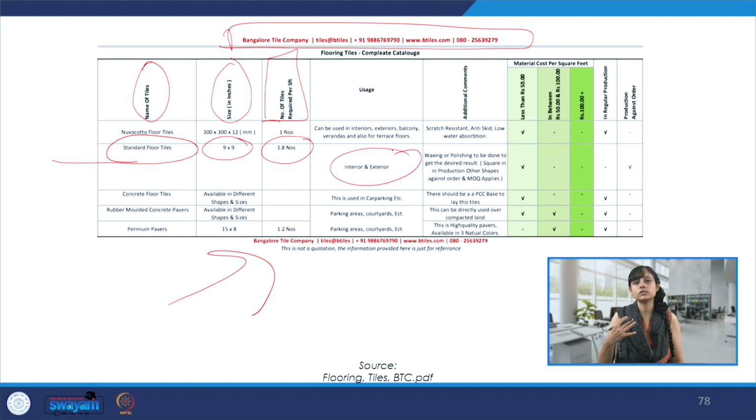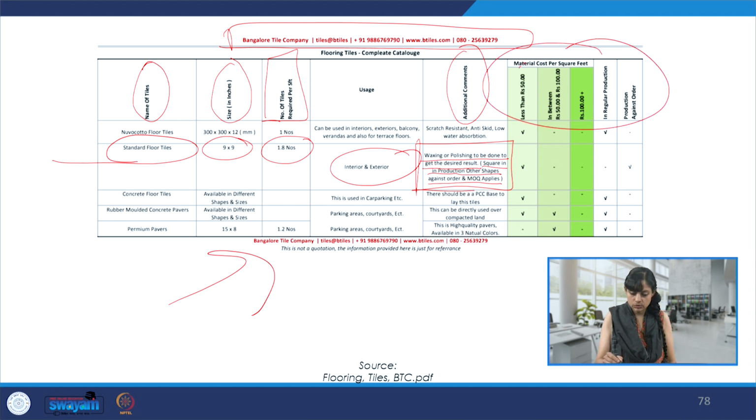What is the usage? The usage is meant for both interior and exterior purposes. Some additional comments are given over here, like waxing or polishing to be done to get the desired result, square in one production, other shapes against order, etc. And then there is also material cost per square foot. The category we are discussing is less than rupees 50 per square foot. And then there is production against order, which is ticked, and the rest is not applicable.